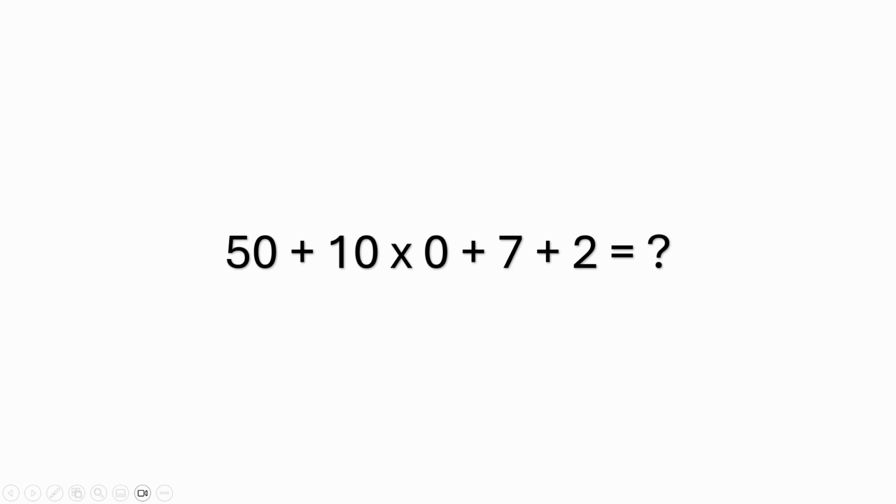All right, hello everybody. I wanted to do a really quick video on the calculator issues, and it was based around this problem, which I've got another whole video on, which I'll put a link to. It's 50 plus 10 times 0 plus 7 plus 2. We won't even bother to pause here to work this one out together. I'm hoping that you've watched the other video.